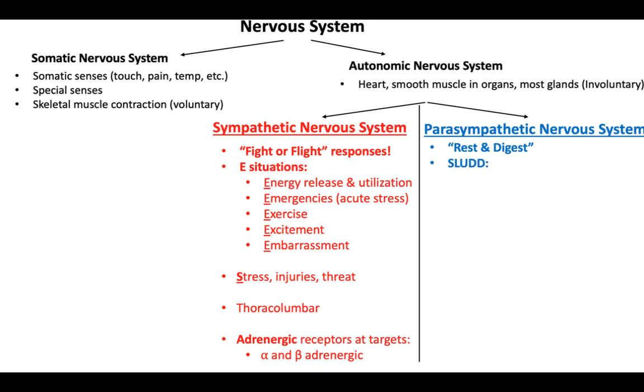We often use SLUD to remember some of the situations. So the S in SLUD is salivation, so production of saliva. All right, and remember, that's a digestive process. The L is lacrimation. Lacrimation is the production of tears. All right, so tears are stimulated by parasympathetic neurons. The U stands for urination. So in order to urinate, that bladder has to be stimulated with parasympathetic neurons.